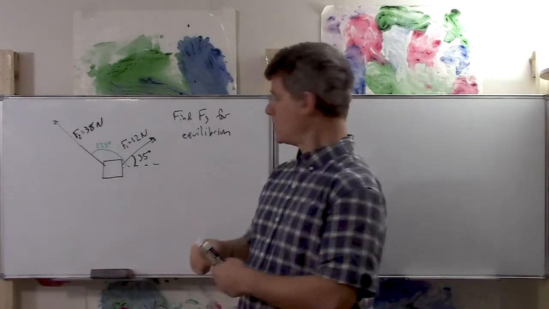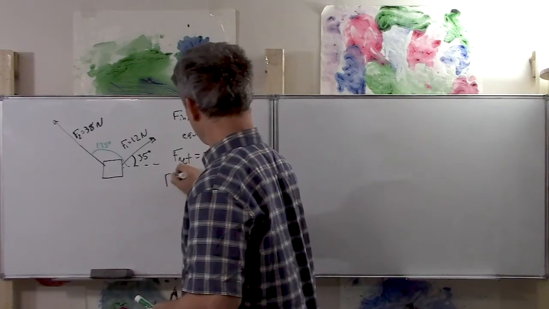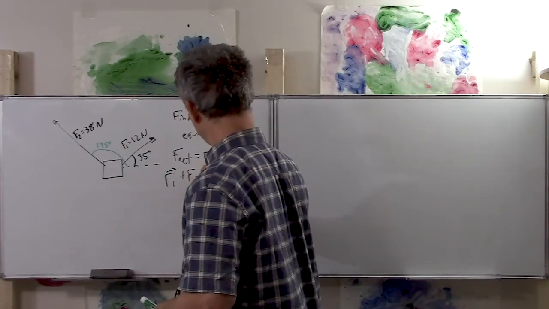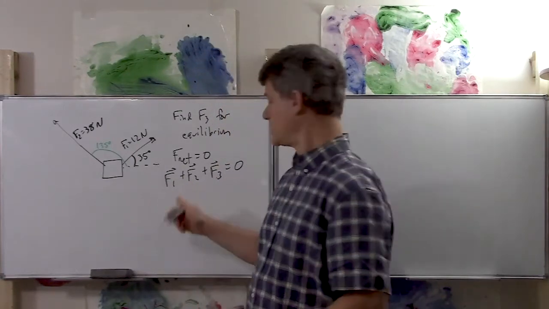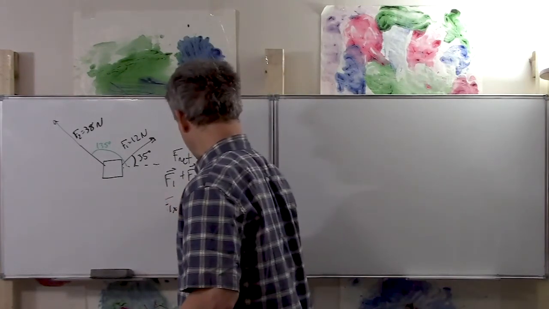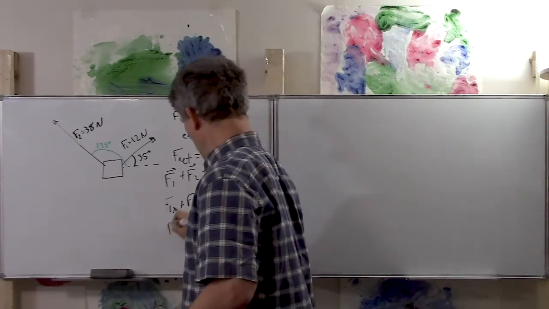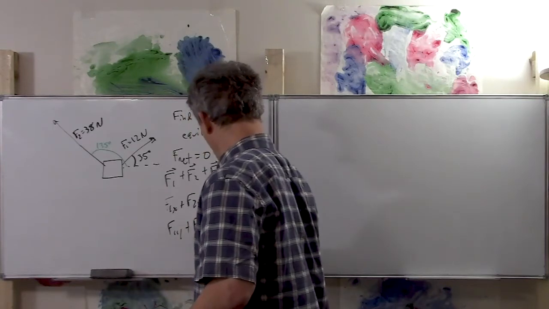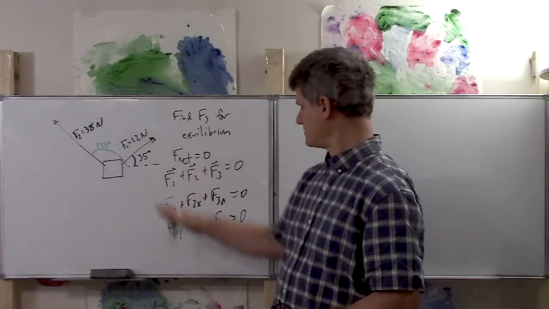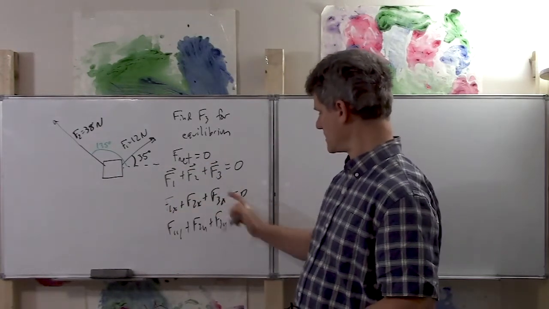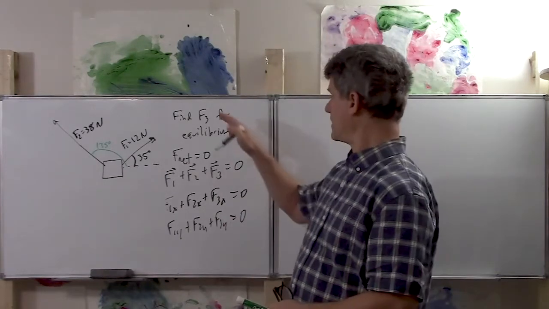So for equilibrium, we know that the net force will have to be equal to zero. And that means that F1 plus F2 plus F3 equals zero. Which means that F1x plus F2x plus F3x has to be zero, and F1y plus F2y plus F3y equals zero. So that's our strategy. We're going to find the components and plug them into these equations and look for F3x and F3y, and those will be the components of F3.